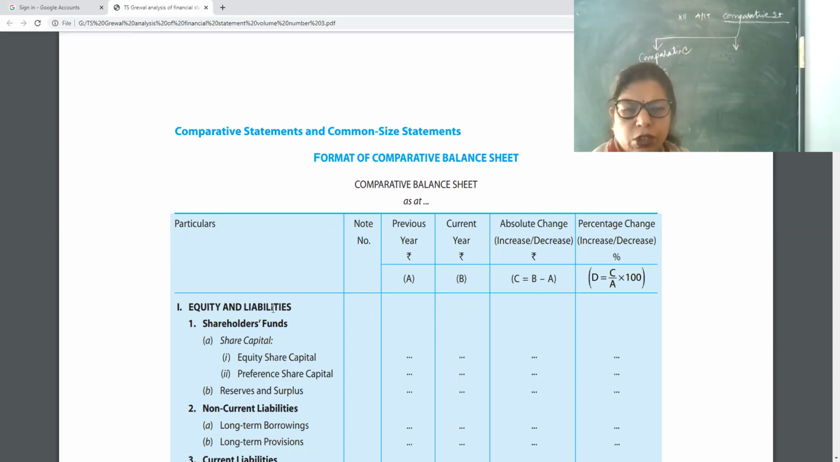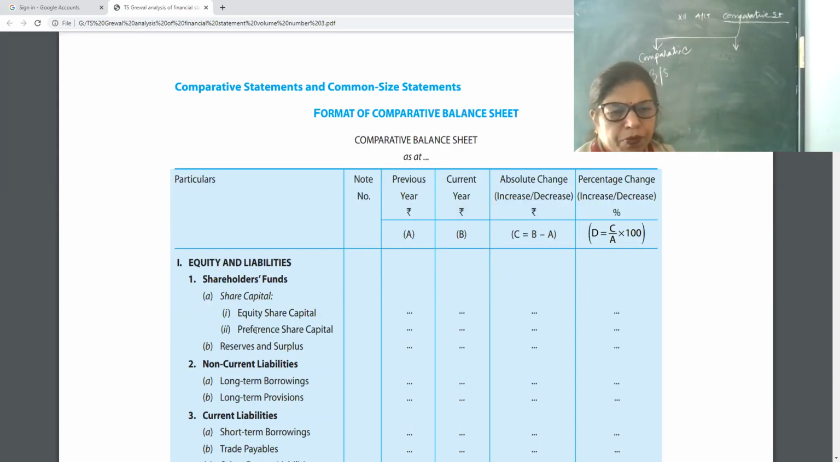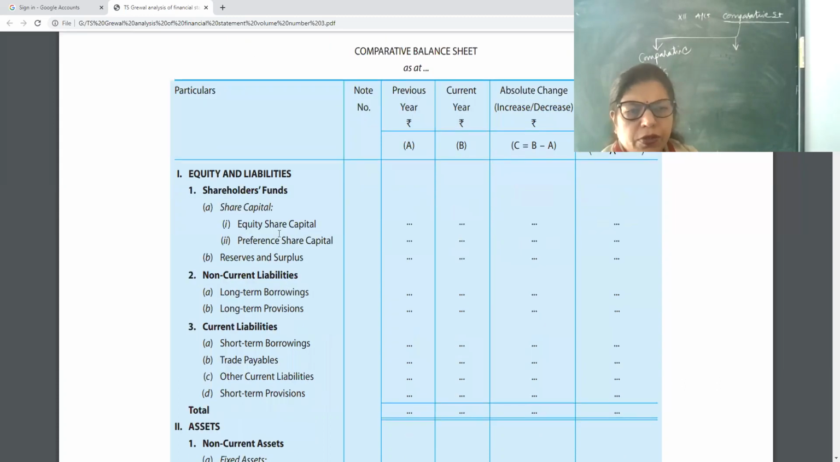First, I am going to explain a particular column. First, see the font also. Here you will write comparative balance sheet of the name of the company given, as at the date also given. Yes, my dear children, now look at the particulars column. See the font also. Now I will explain that there are three parts of the equity and liability side.